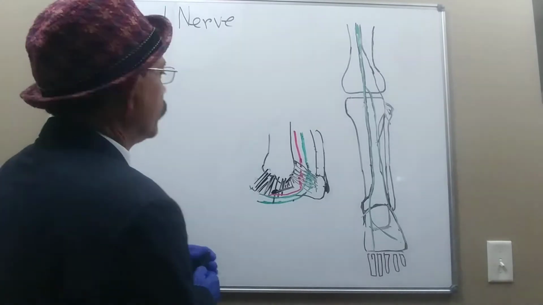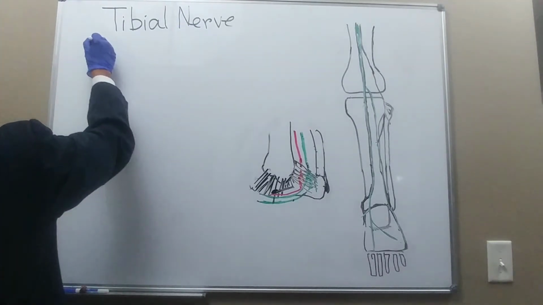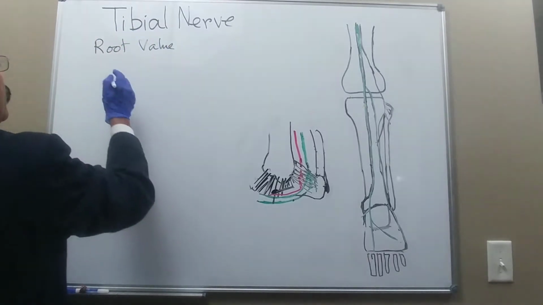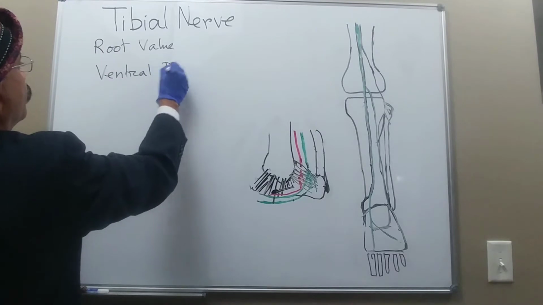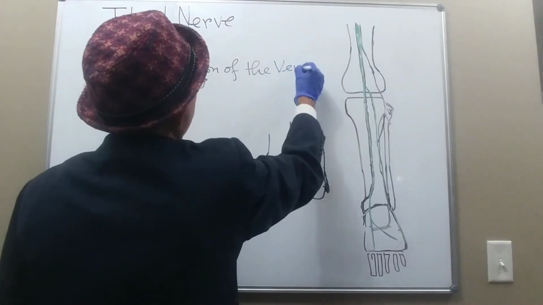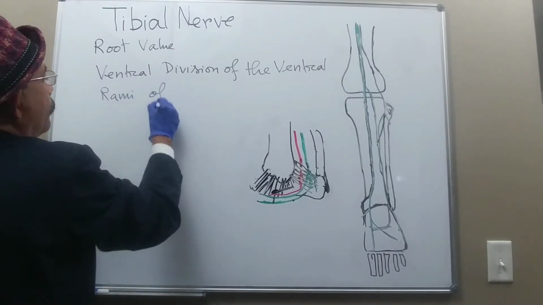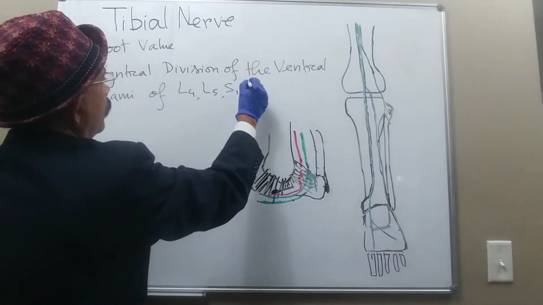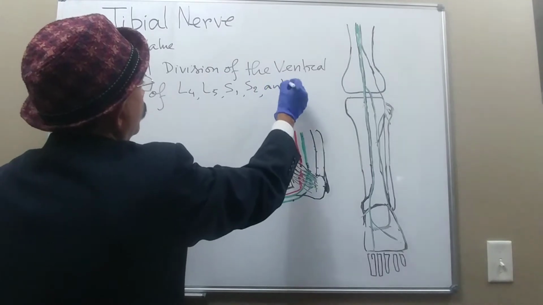So we need to know the origin of the tibial nerve. The tibial nerve root value is from the ventral division of the ventral rami of L4, L5, S1, S2 and S3.